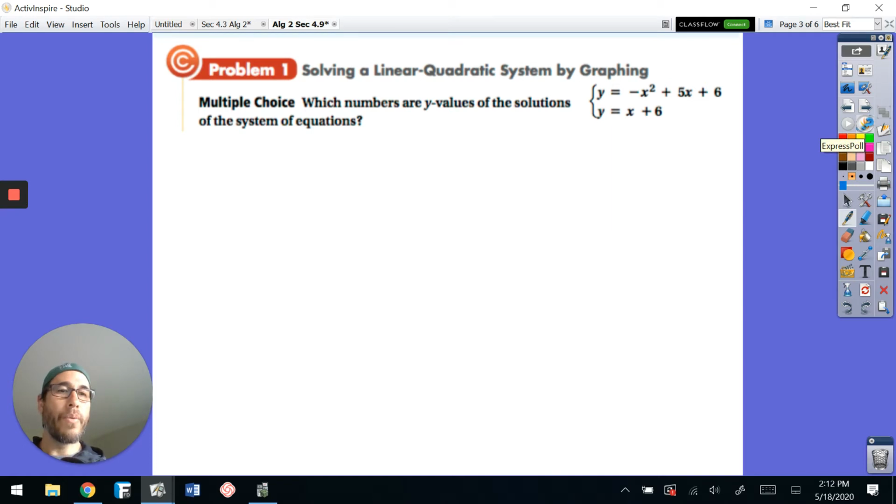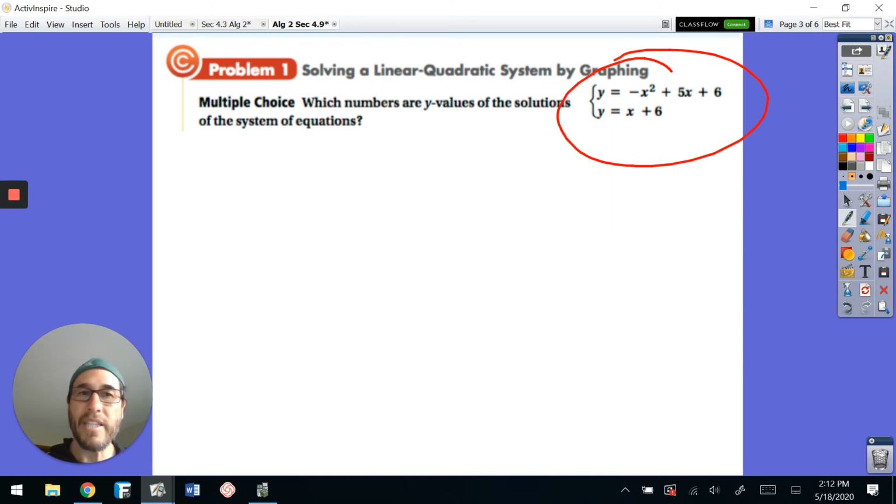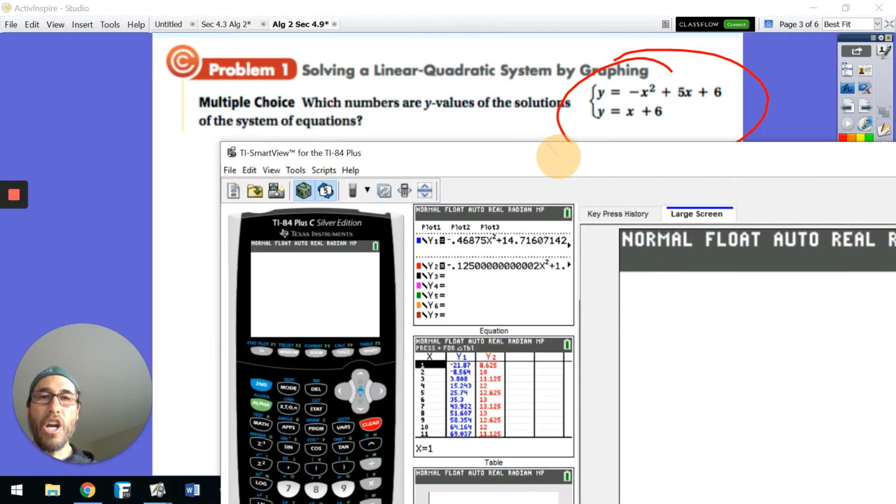All right, so here we go. Let's go ahead and graph both of those. We're just going to graph the top one in Y1 and the bottom one in Y2. And guess what the solution is? The solution is wherever they intersect. All right, so let's get out our calculators.